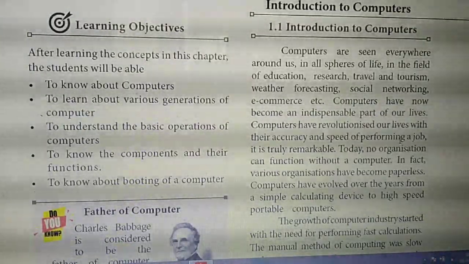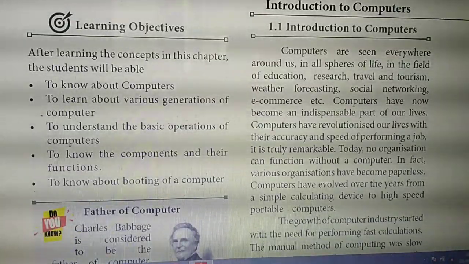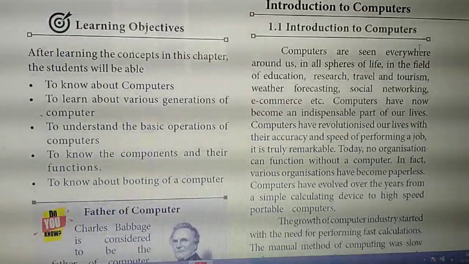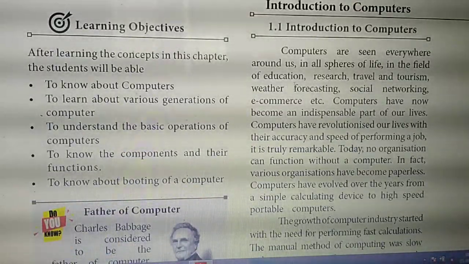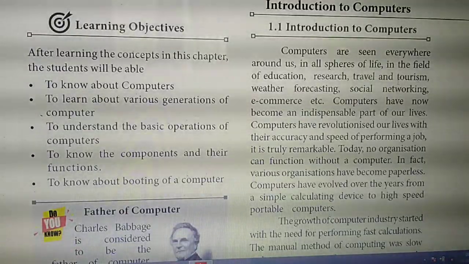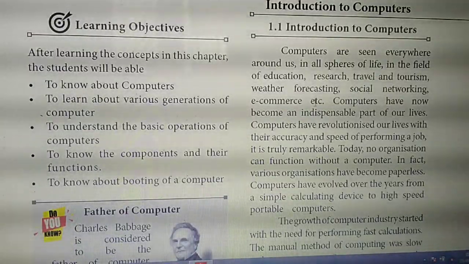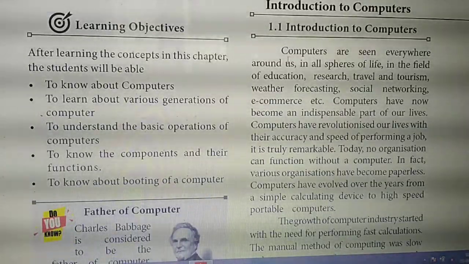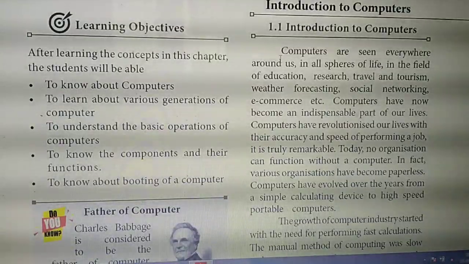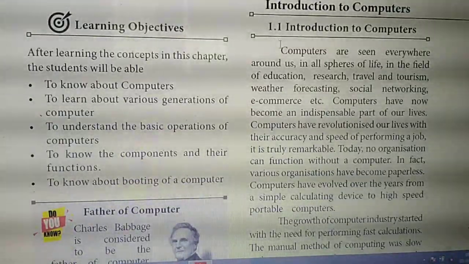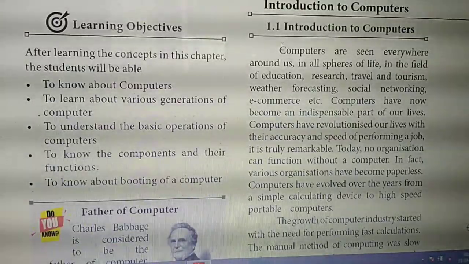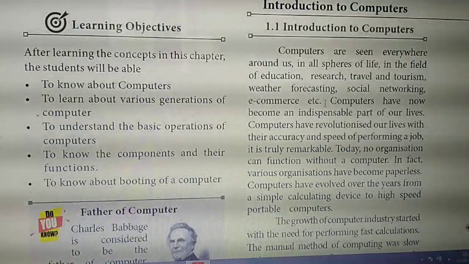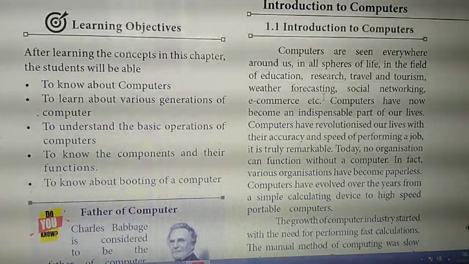So here, from here to here mark, okay. Computers are seen everywhere around us. So which are the places they are using? Education, research, travel, tourism, weather forecasting, social networking, e-commerce, etc. Up to this, etc. Okay. Second 2 mark question. From here, starting from here, page number 1, computers are seen everywhere around us from here up to etc. Okay. Second 2 mark question.